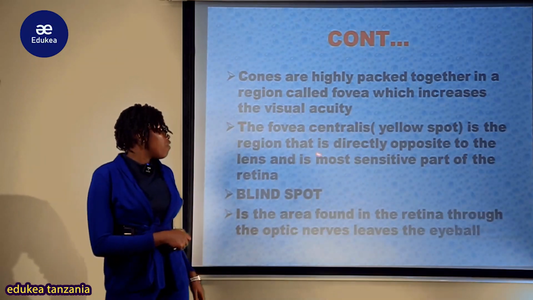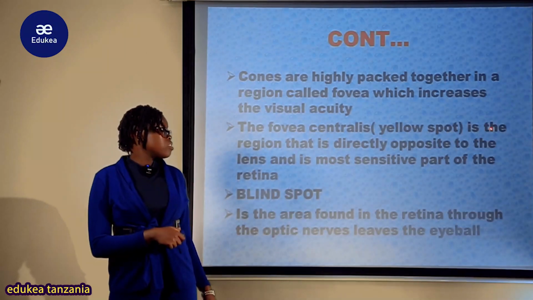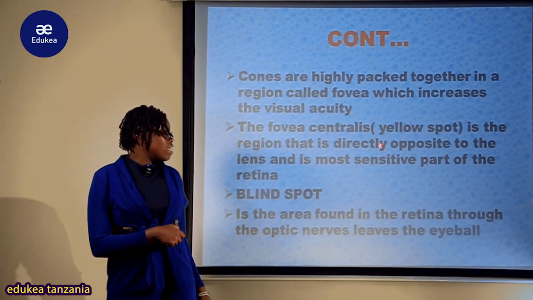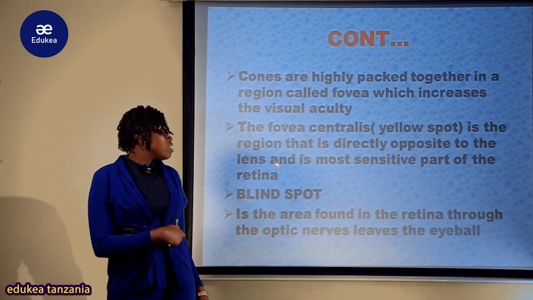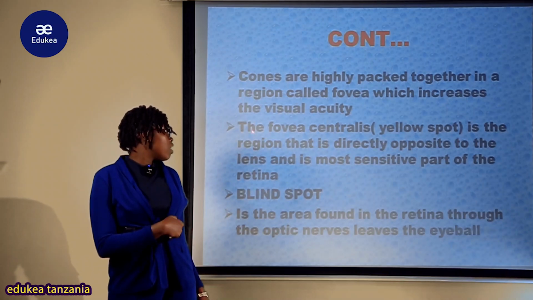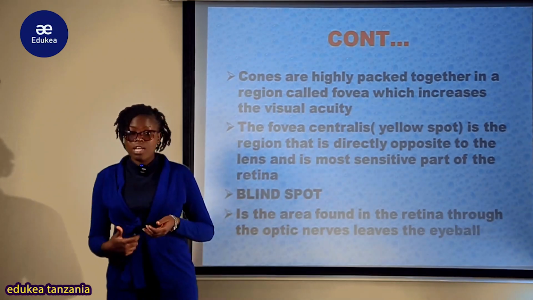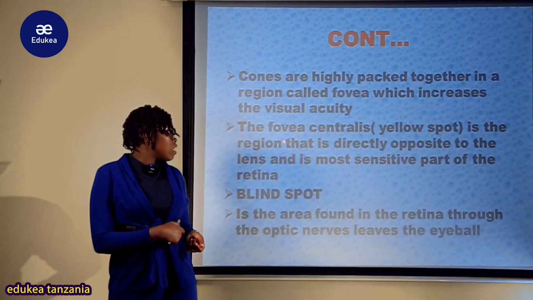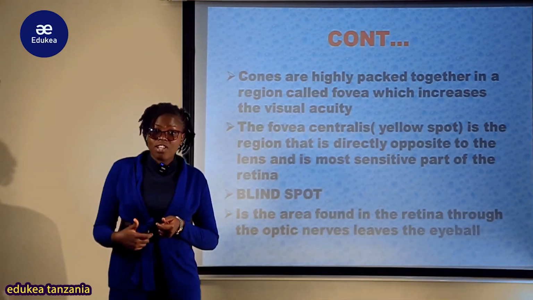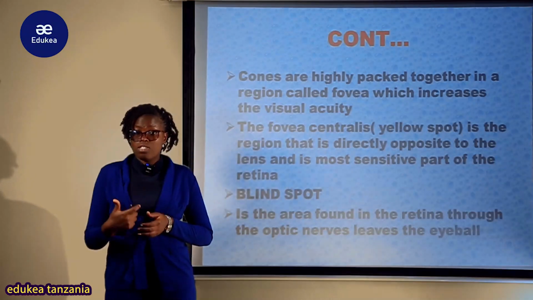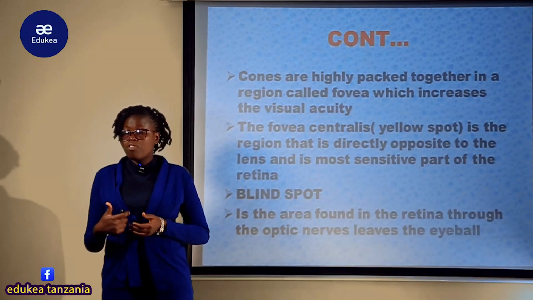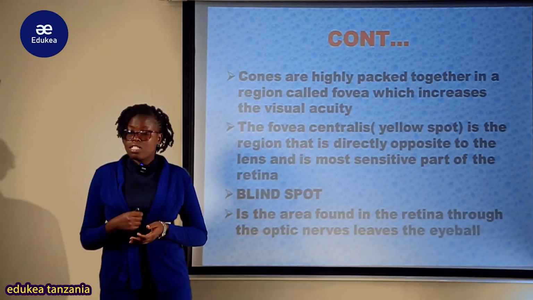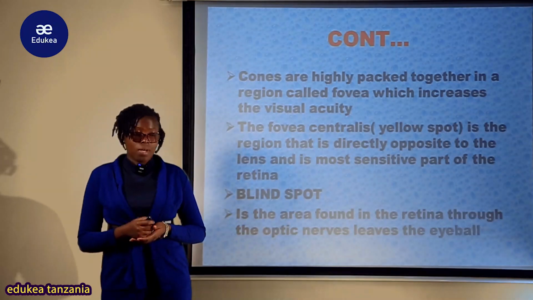So the fovea centralis, ambayo ni yellow spot, is a region that is directly opposite to the lens and it is the most sensitive part of the retina. So fovea yenyewe ni yellow spot ukiangalia katika retina, ambayo ipo opposite to the lens, na ni very sensitive part of the eyes ambayo ina contain these cones which are responsible for bright light. Example for this diurnal organisms.